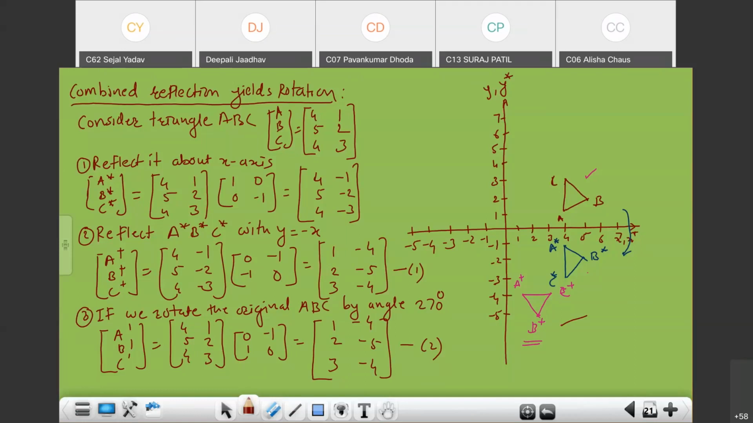So many possibilities or combinations are there. But this is one of the examples that if we perform 2 reflections on an object, it may result in a single rotation. We call it combined reflection yields rotation.